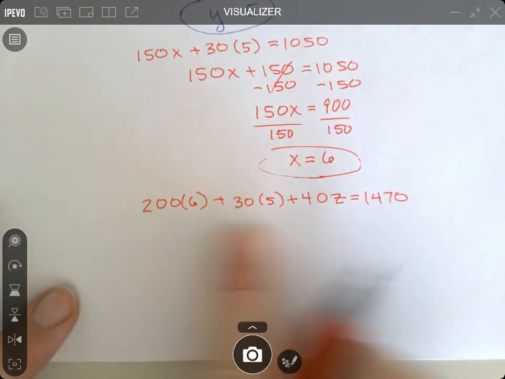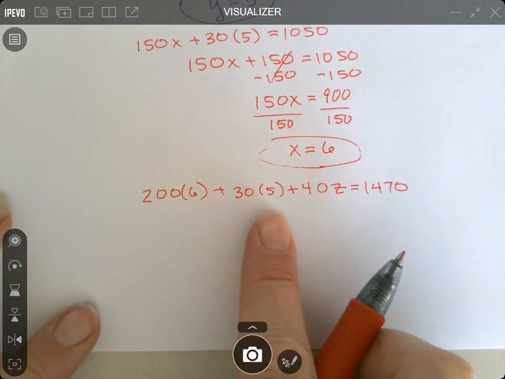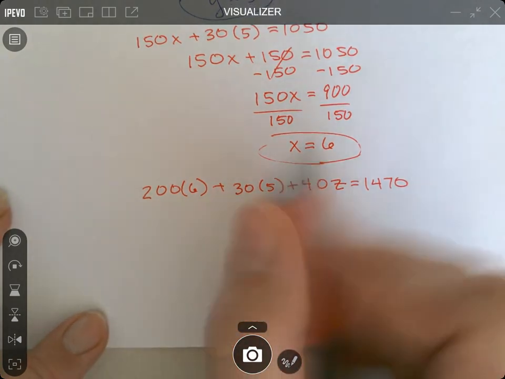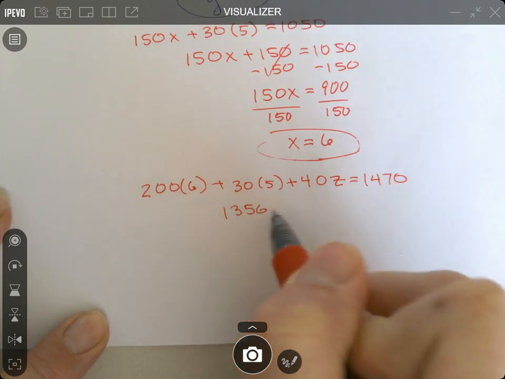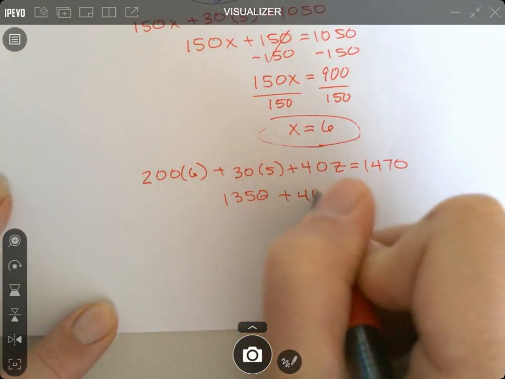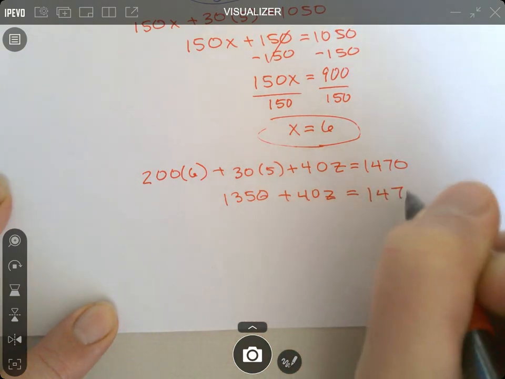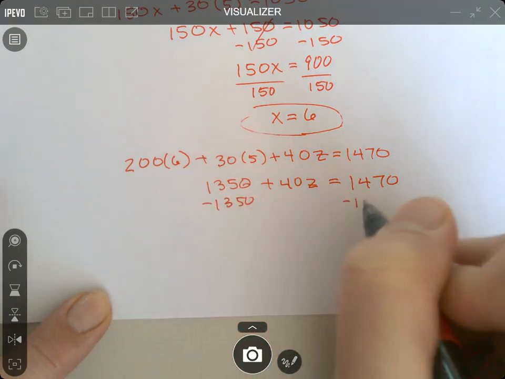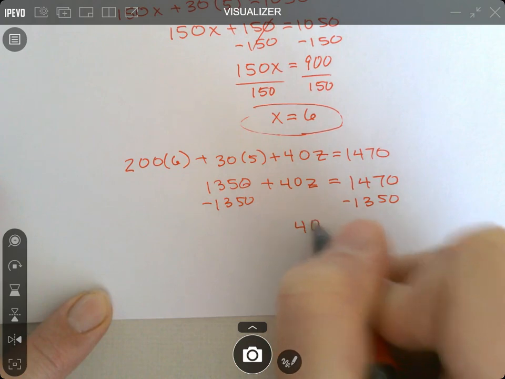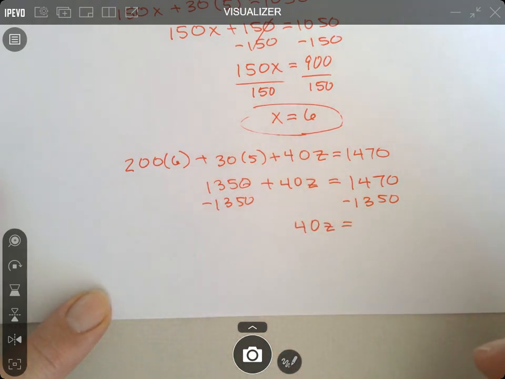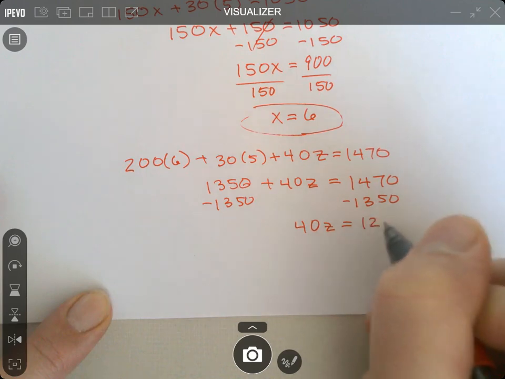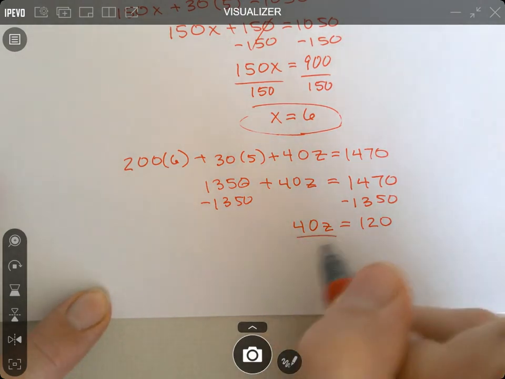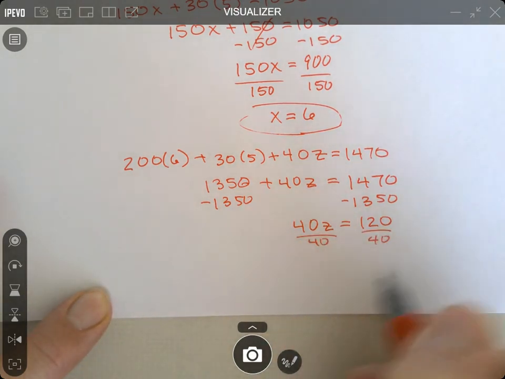All right. So, get your numbers here. If we add up the 1200 and the 150, we should get 1350 plus 40z equals 1470. Okay, let's solve it. Almost there, but then we have some labeling to do. And I got 40z equals what? 120? Yes? Then what? Divide by 40. So what does z equal?